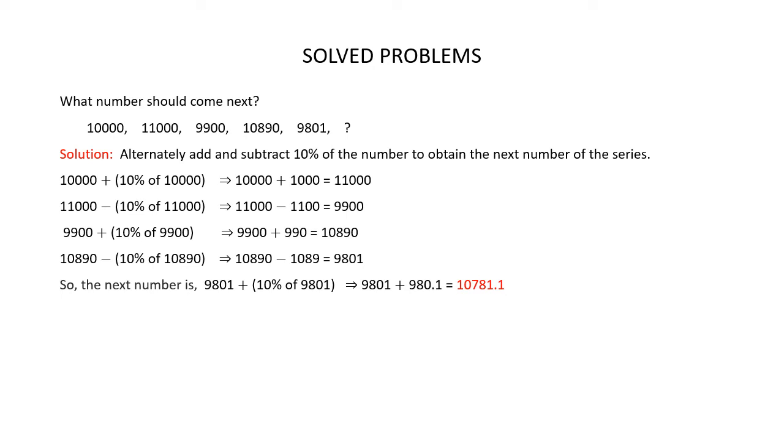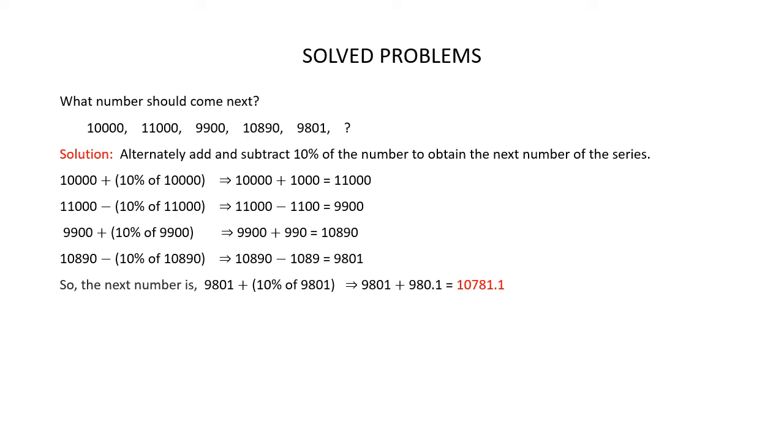So 10,000 plus 1,000 is 11,000. Next, 11,000 minus 10% of 11,000, which is 1,100. So 11,000 minus 1,100 is 9,900, the next number. Next, 9,900 plus 10% of 9,900, which is 990. So 9,900 plus 990 is 10,890, the next number.